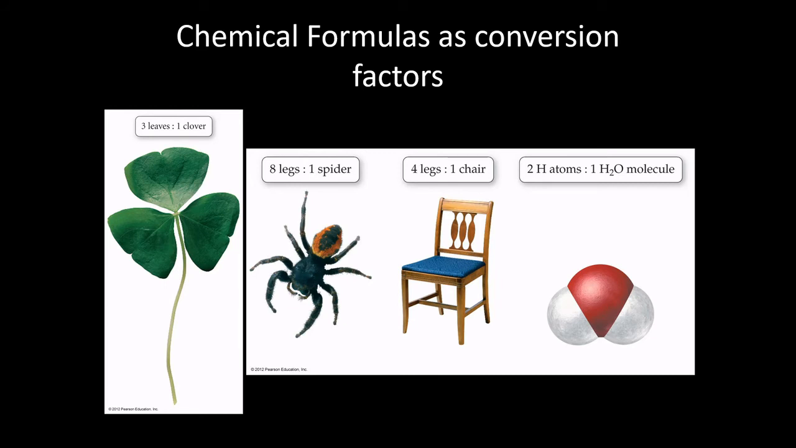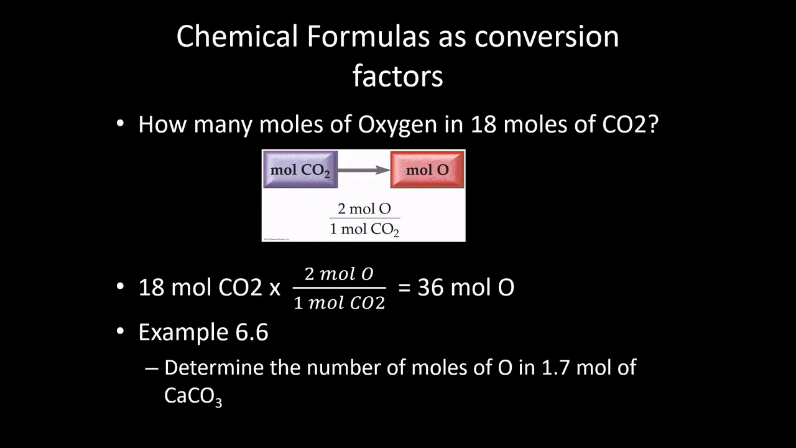We can do the same thing with molecules here. So water, as an example, we can set up a ratio between molecules of water and the atoms inside of that molecule. For example, there are 2 hydrogen atoms for every 1 water molecule. It's a 2-to-1 ratio, and that is inherent in the H2O. It tells you that you have 2 hydrogen atoms for every molecule.